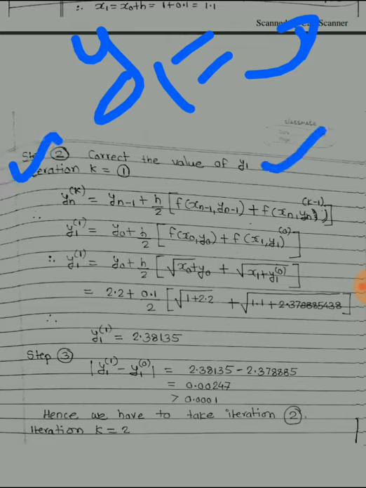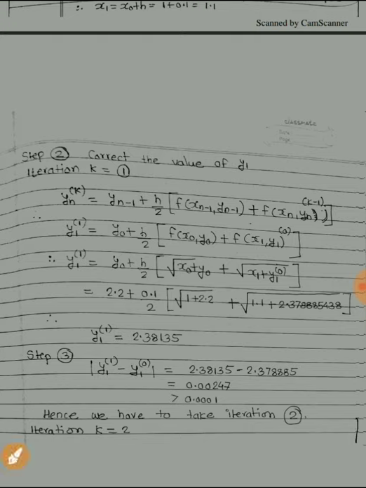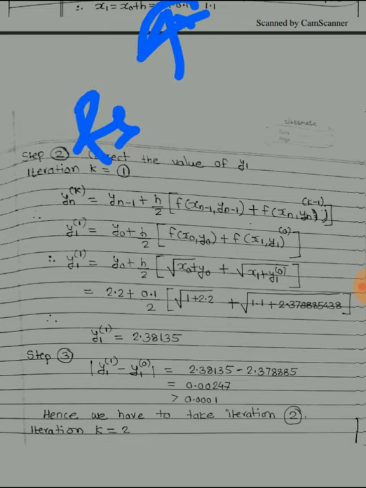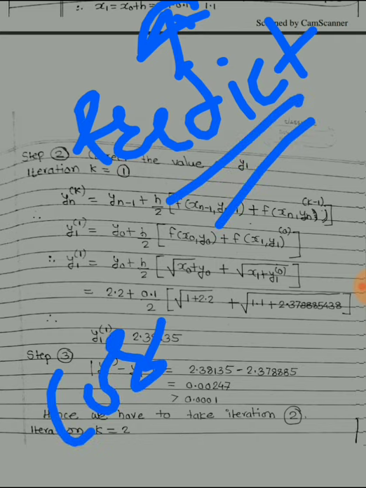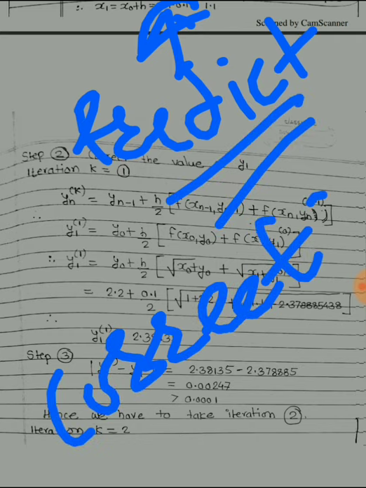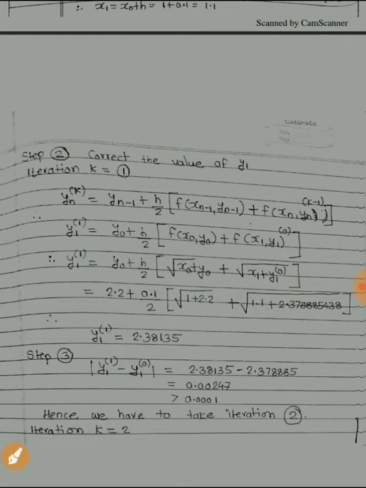So to correct that value I am going for step 2, that is, correct the value of y1 using the corrective formula. For correction I am taking the first iteration. The first iteration was for predicting the value of y. Now I am going to correct the value of y. When we are correcting the value, iteration is represented with k. When we are predicting the value, the iteration is represented with n, right?